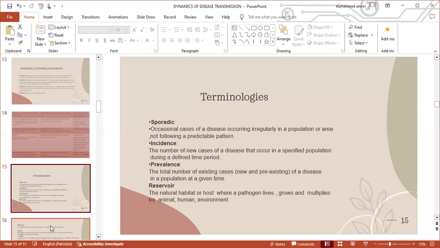Now, what is a reservoir? The natural habitat or host where a pathogen lives, grows, and multiplies is known as a reservoir. For example, it can be an animal, it can be a human, or it can be the environment like water or soil.